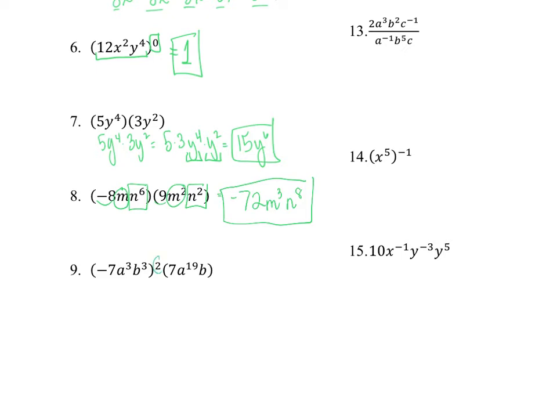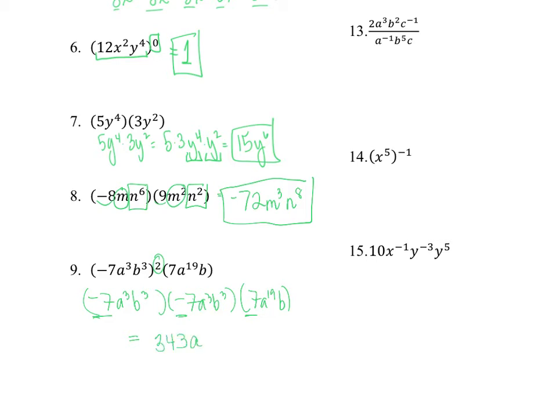On number 9, now we have a power, so that means we're going to have 2 of that first parenthesis since that's the whole base. And we still have the 7a to the 19th b. So we could rearrange these, but really it's just the number parts can multiply. So we're going to have negative 7 times 7, negative 7 times 7. So we're going to get a positive 343.